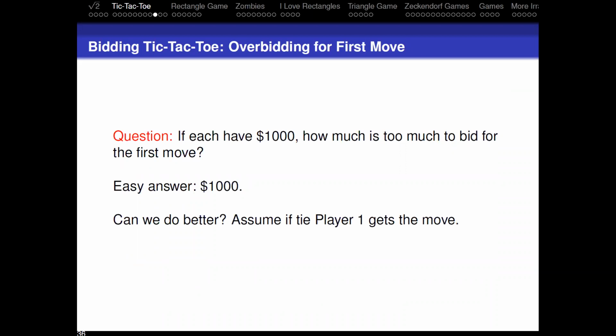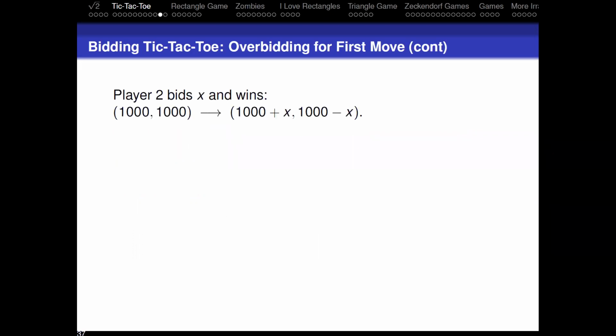So just to make the analysis a little bit easier, we'll assume that if there's a tie, player 1 gets to move. Otherwise, you have to adjust all the bids by $1 or $2. That just makes the analysis a little bit uglier. So just to keep things simple, we'll assume that if there's a tie, player 1 gets the move. Okay? So let's say player 2 bids X dollars and wins.